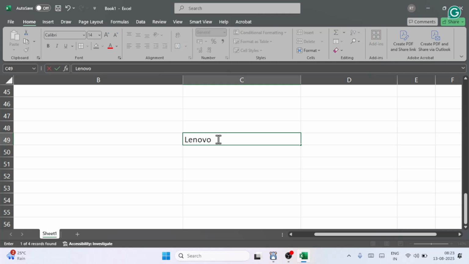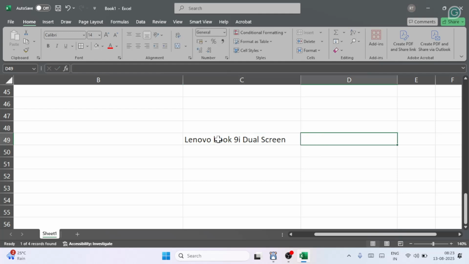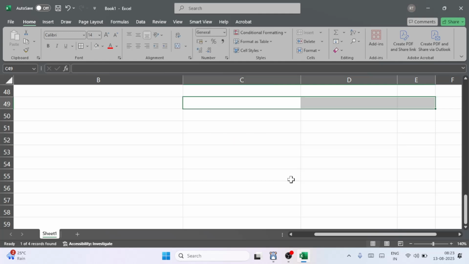Lenovo Book 20 crore. We have to reduce the advertisement expense, and what is the net profit was made by the company is 15 crore. So this is how you arrive at the profit made by selling of Lenovo Book 98 dual screen laptops.